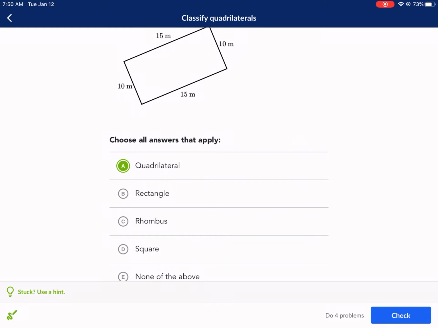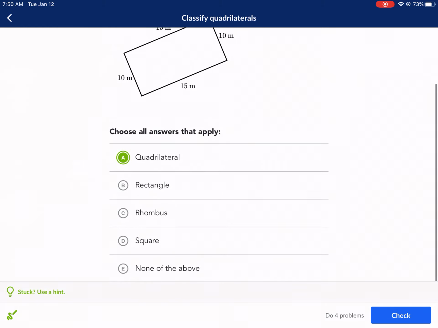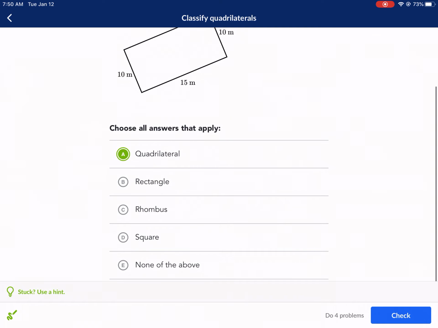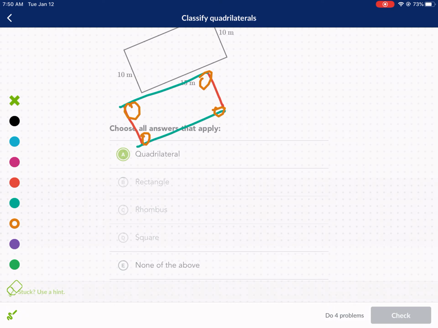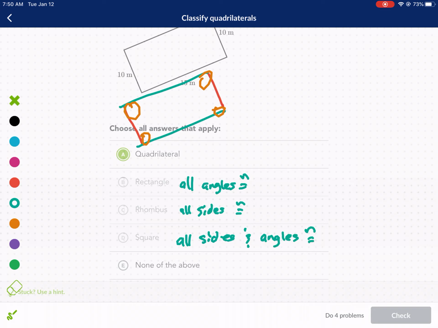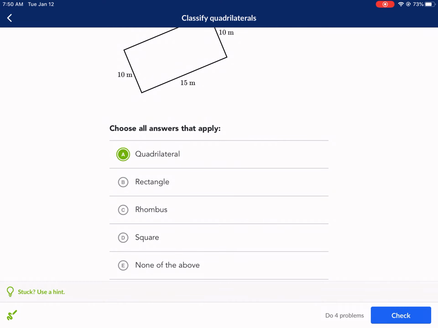We definitely know it's a quadrilateral because it has four sides. We don't know if it's a rectangle because we don't know anything about the angles. It's not a rhombus because a rhombus is a parallelogram, and it has to have all sides congruent. A rectangle is all angles congruent, and a square is all sides and angles congruent. So it's only A. We don't know anything about the angles, so we can't say anything about it being a rectangle, and all the sides aren't congruent, so it's only a quadrilateral.